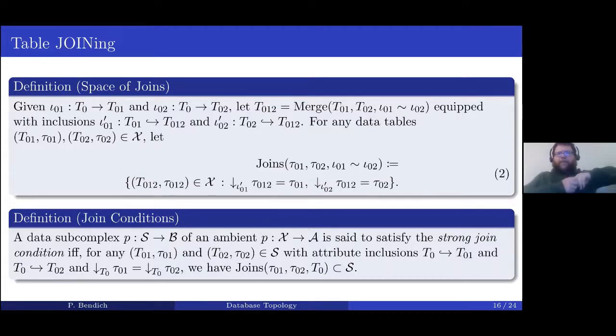So here's what we mean by joins. If I have two data tables, T1 and T2, sorry, two attribute lists, T1 and T2, so for example, age, weight, and age, height, and I have something that they have in common, that's this inclusion of T0 into both of them. So for example, age, height and age, weight both have age in common.